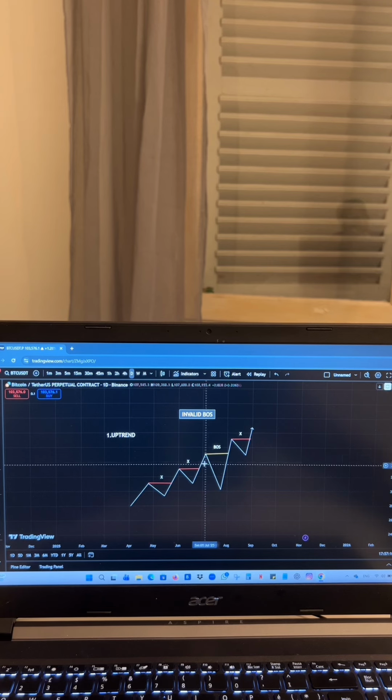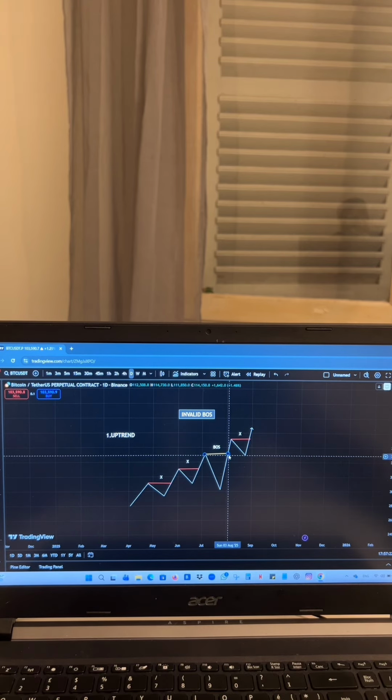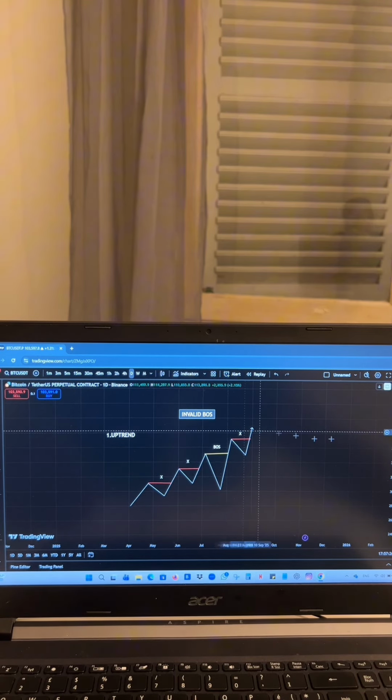And sometimes when the market makes a BOS, it does not close by a candle body, it closes by a wick. If it's closed by a wick itself, it's still an invalid BOS. We consider that as an invalid BOS. So if the market keeps on going up and closes by a candle body, then only this becomes a valid BOS. I've talked about that in my previous video. So these are considered as invalid BOSs in an uptrend.